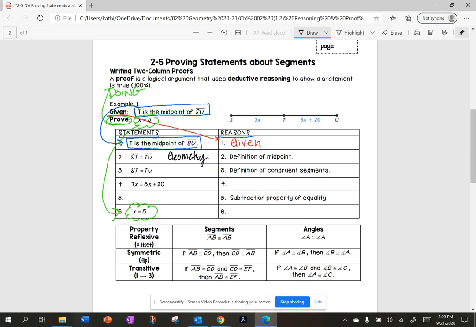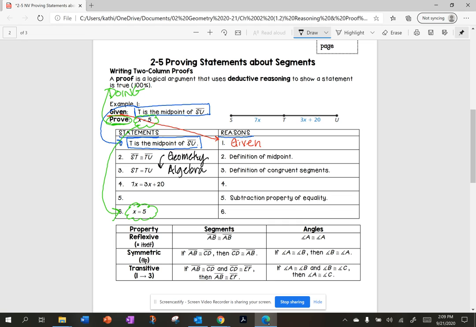So I'm going to switch into algebra. So algebra is distance. So I do not have the segment symbol, and now I'm saying equal. So the distance from point S to T is equal to the distance from T to U. And that is the definition of congruent segments.